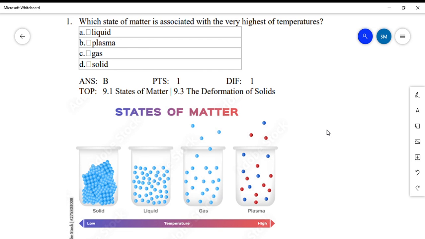The first question: which state of matter is associated with the very highest temperature? We all know there are three states of matter: solid, liquid, and gas. When we apply high temperature to a solid, it changes to a liquid, and when we apply heat to a liquid, it changes to a gas. The particles in a gas are further away from one another and take the shape and the volume of their container.